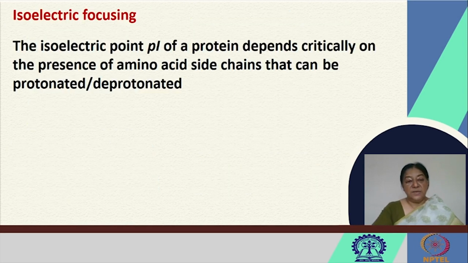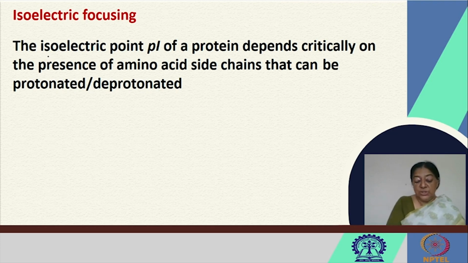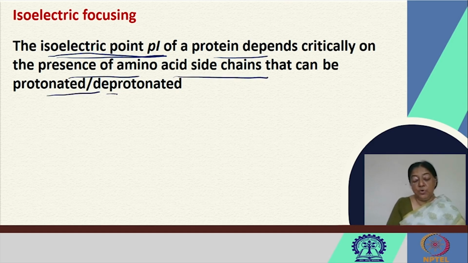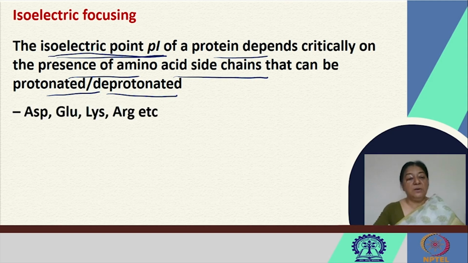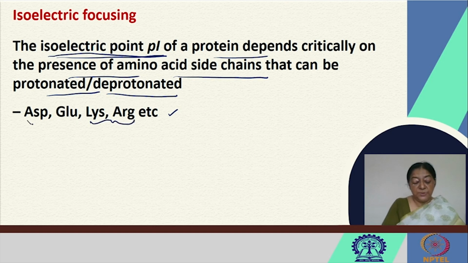Another experiment where we can also identify the pI of a protein depends upon the isoelectric point. We know that the isoelectric point depends critically on the presence of the amino acid side chains that can be protonated or deprotonated. So, depending on this, we need to know which particular amino acids will have a charge at a specific pH. We know that we have aspartic acid, glutamic acid, lysine, and arginine. Lysine and arginine have positive charges. Aspartic acid and glutamic acid have negative charges.